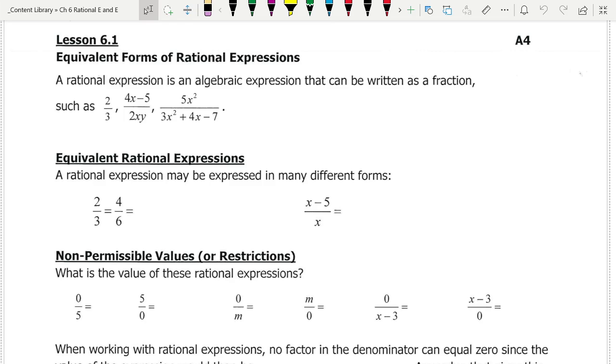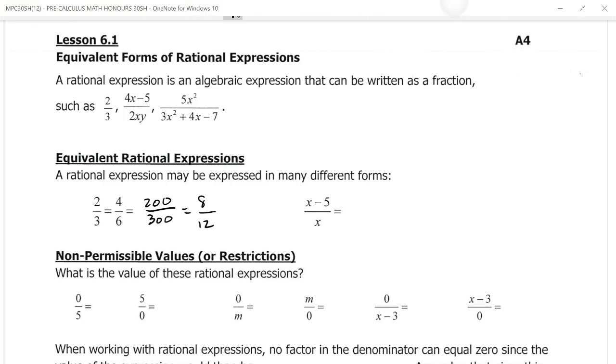For example, 2/3 and 4/6 are exactly the same fraction. So is 200/300, or 8/12, etc. You could make an infinite number of these. And algebra works the same way.